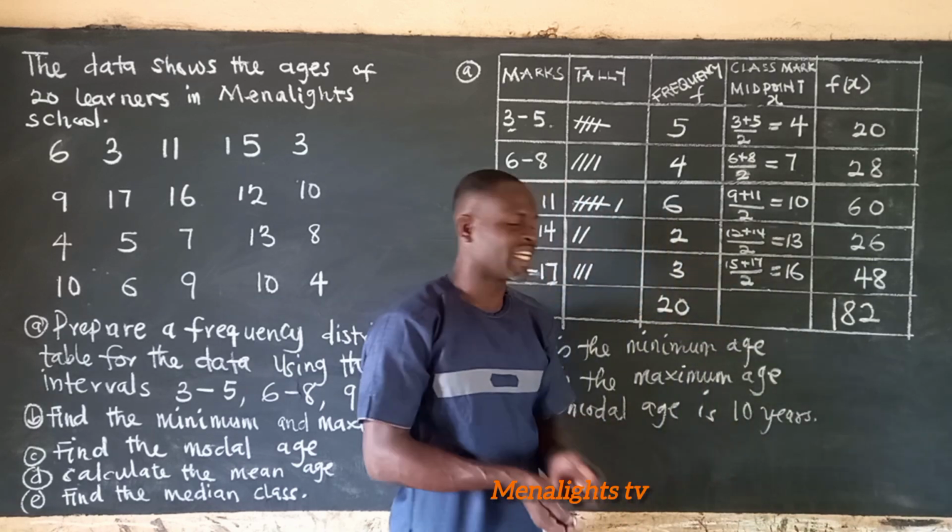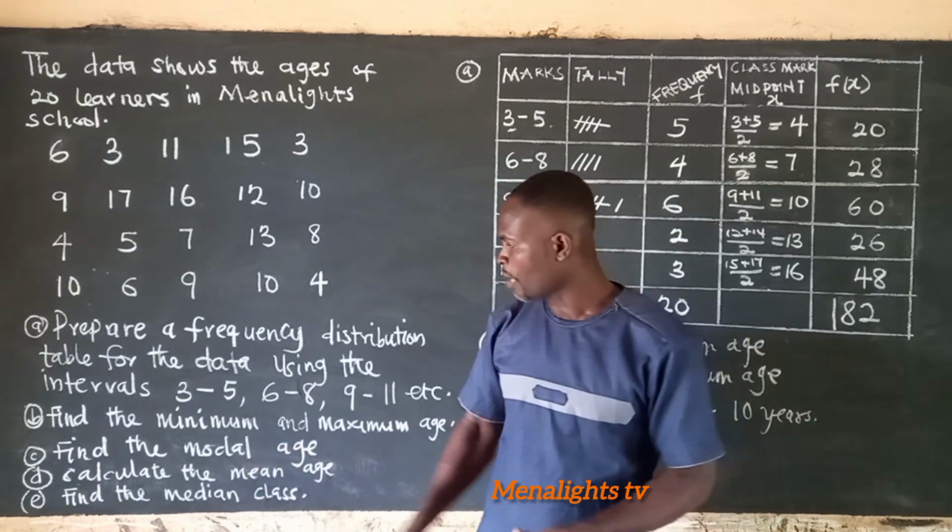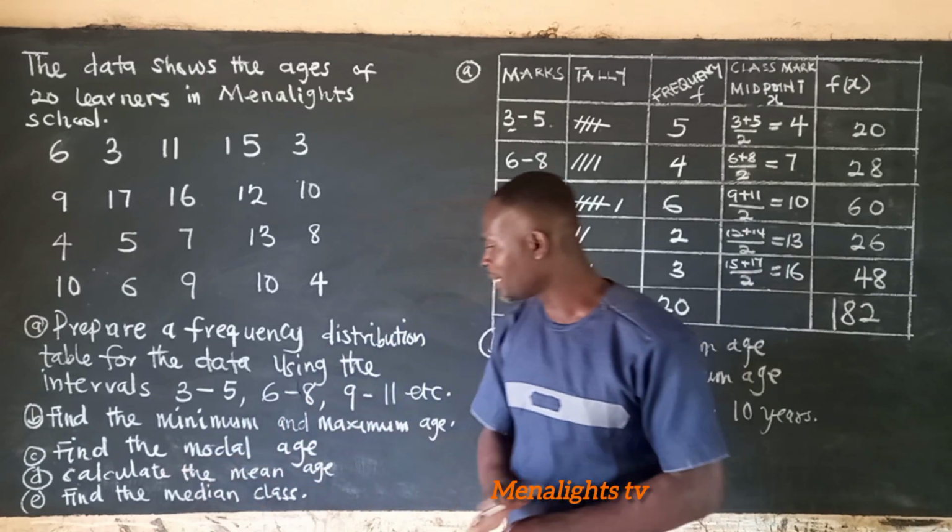So the modal age there is what? Is 10 years. So now we go to, you have to calculate the mean age.